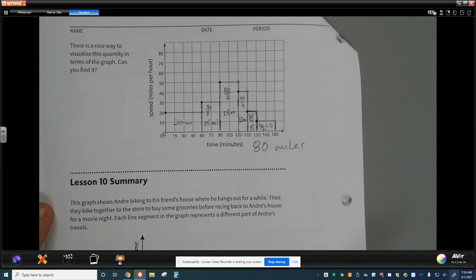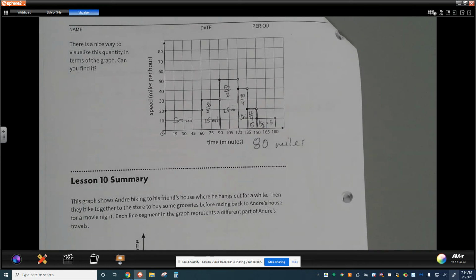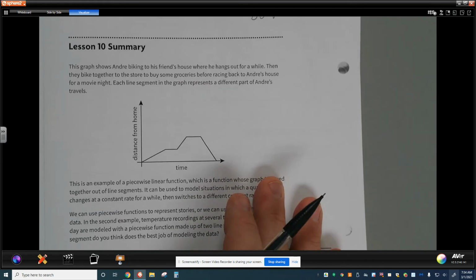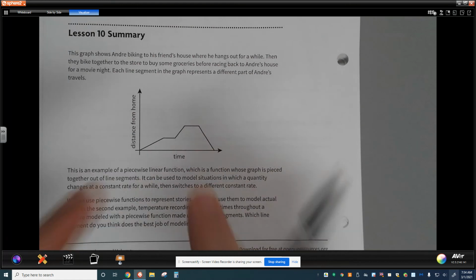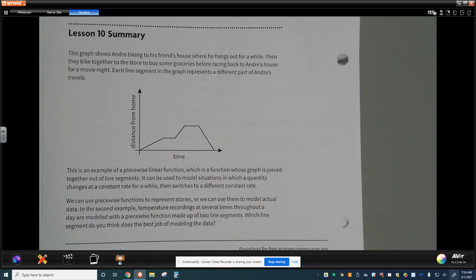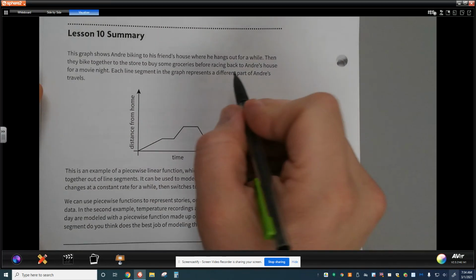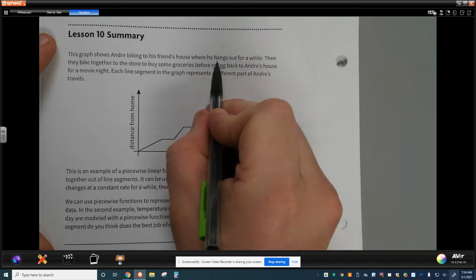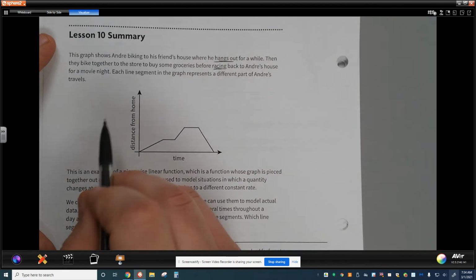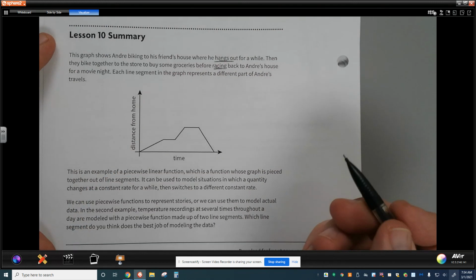So with this, like I said, very brief introduction to piecewise functions. This is just a soft introduction. You'll see more of this in algebra. But this graph right here is showing Andre biking to his friend's house where he hangs out for a little while. And then they bike together to the store to buy some groceries before racing back to Andre's house for movie night. And I like that. That's an interesting thing. And then each line segment of this graph represents the different parts of his trip.